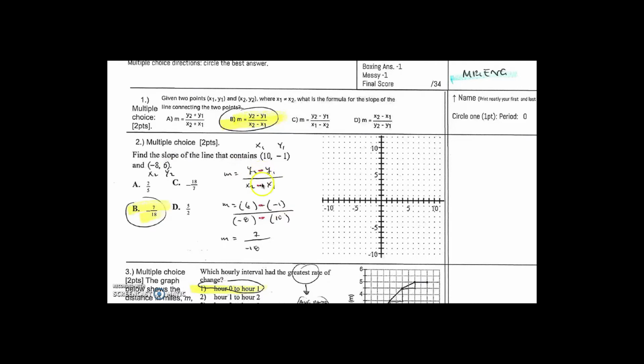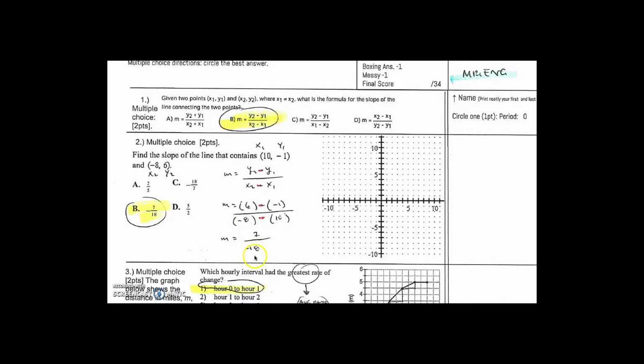Now pay attention, I have the subtraction sign in red, and every time you do a substitution you have it in parentheses. The x2 value is -8, and your x1 value is 10. 6 minus a -1 is 6 plus 1, which is 7. -8 minus 10 is -18, so this is -7 over 18.